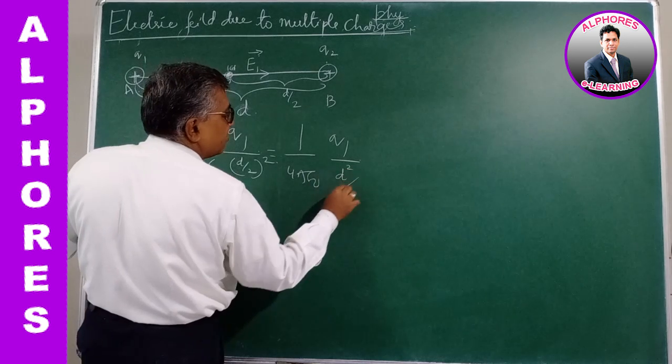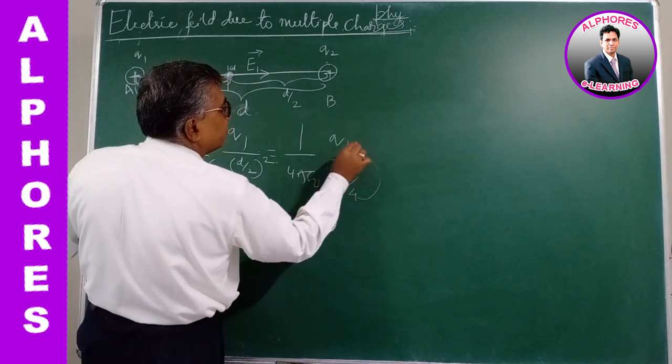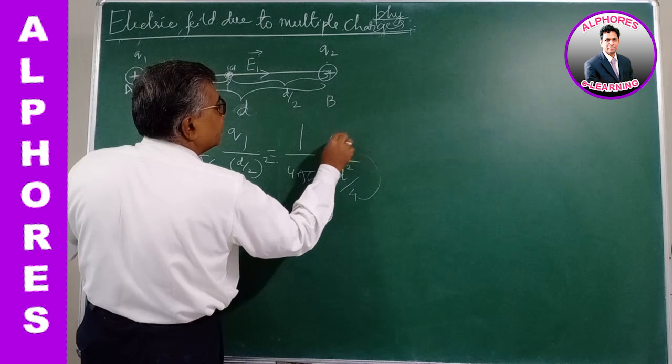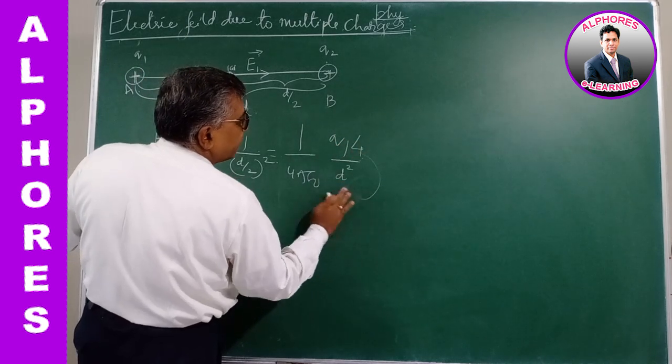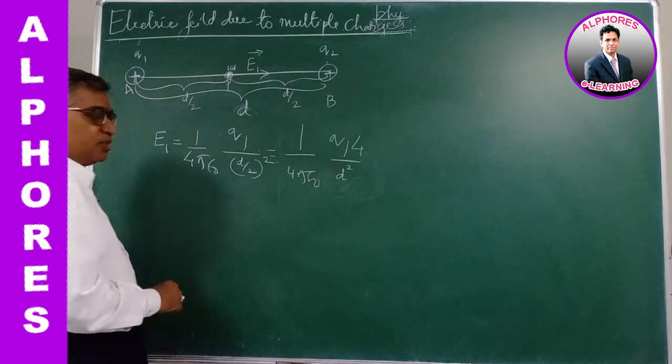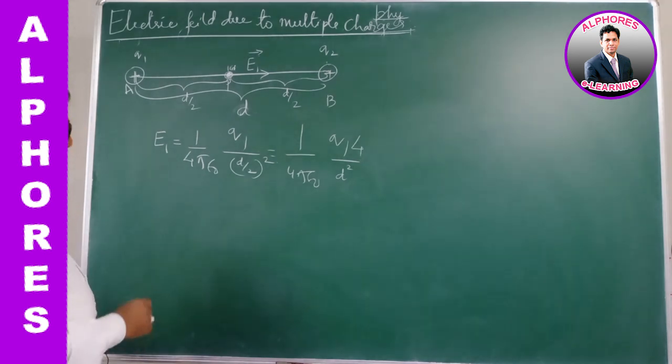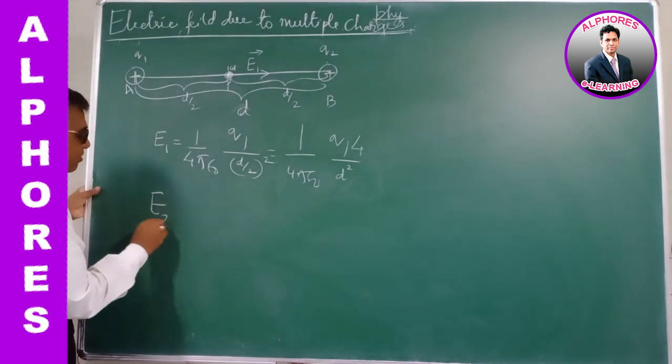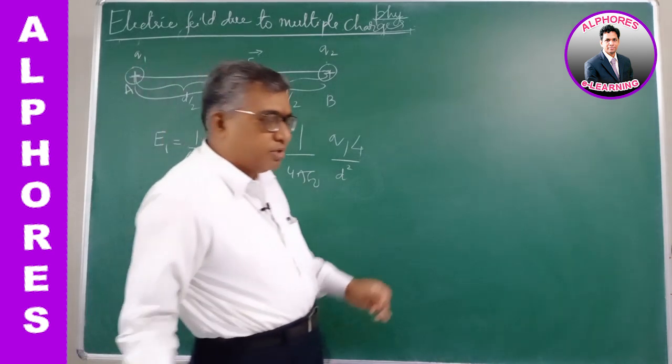It's d square by 4. 4 goes up, so it is into 4. So simplifying this directly, I am writing it as q1 into 4 by d square. Similarly, find the electric field due to the second charge q2.